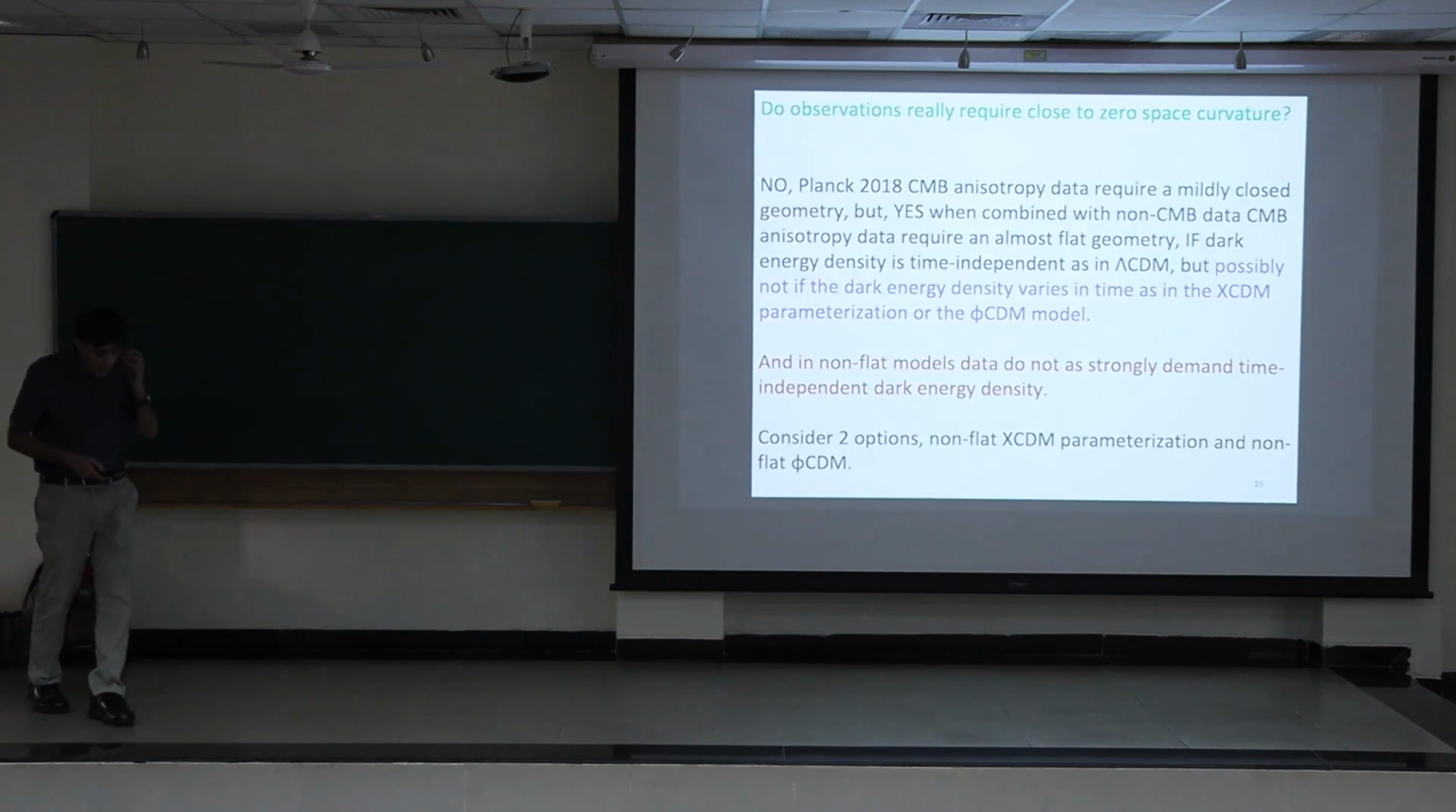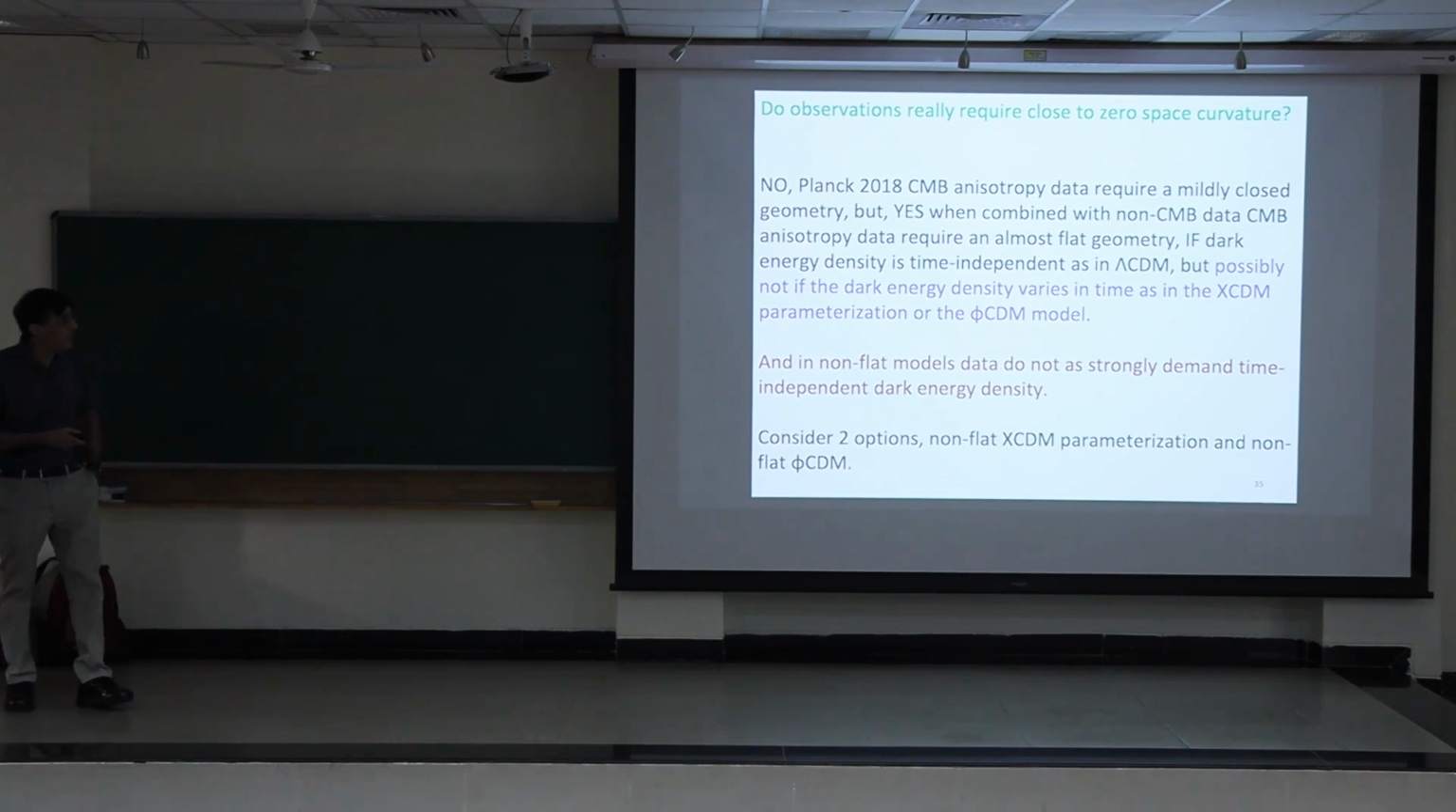So the next thing I want to talk about is the space curvature. People keep saying that the CMB gives you 0 space curvature. It doesn't, because Planck by itself actually favors a really small amount of closed geometry at about 1.6 sigma when they use a cosmological constant. But when they combine Planck with BAO, it becomes, yeah.